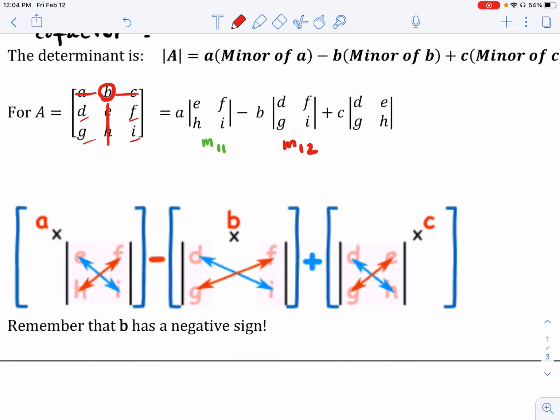Now you'll notice here that I'm alternating the signs. This is going to be a minus here, right? So we're going to be subtracting that.